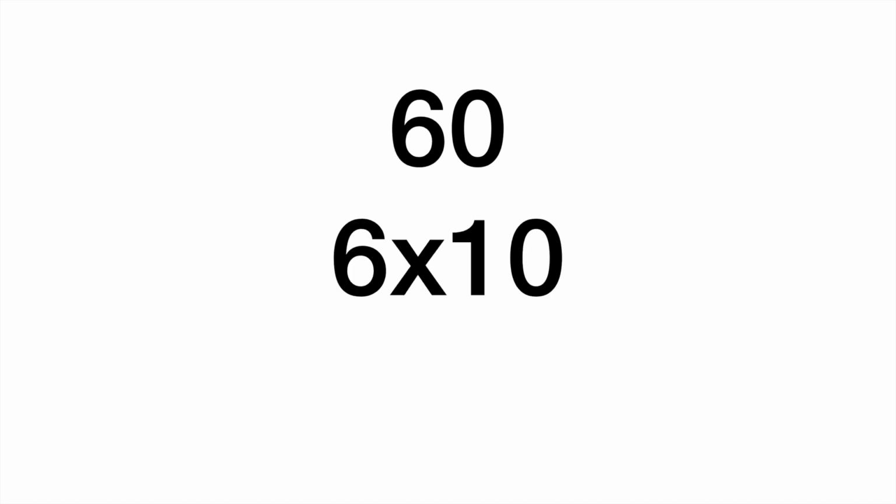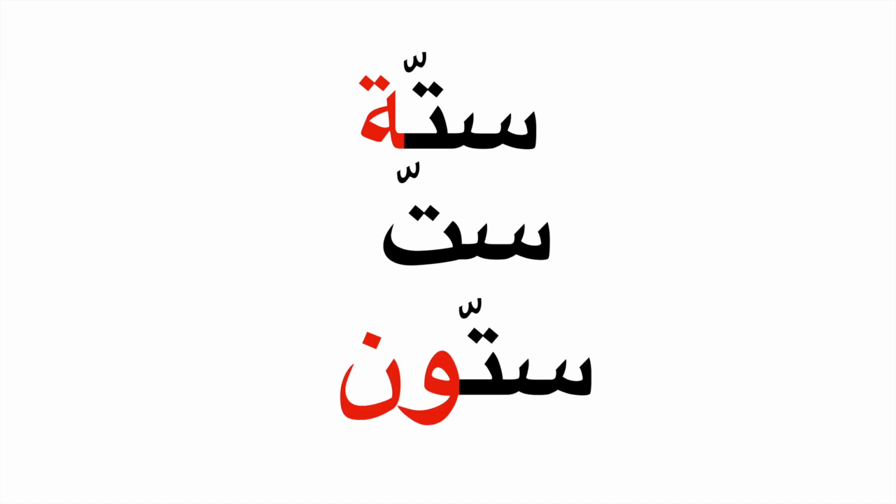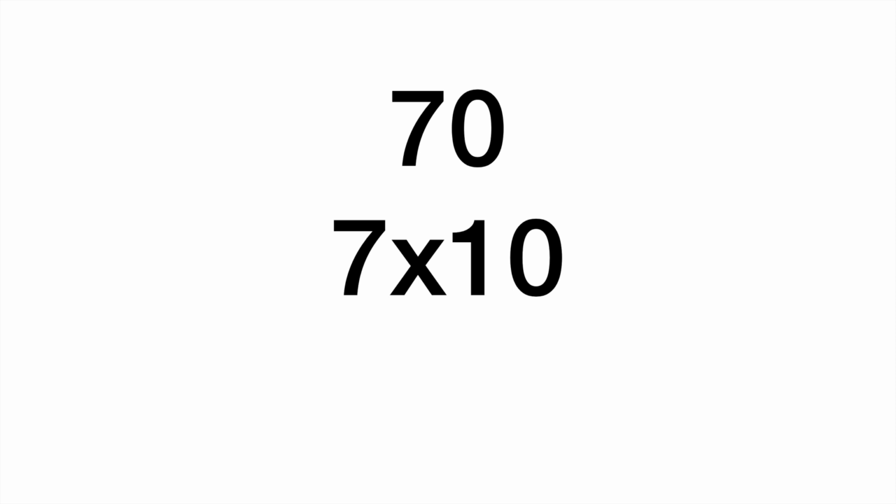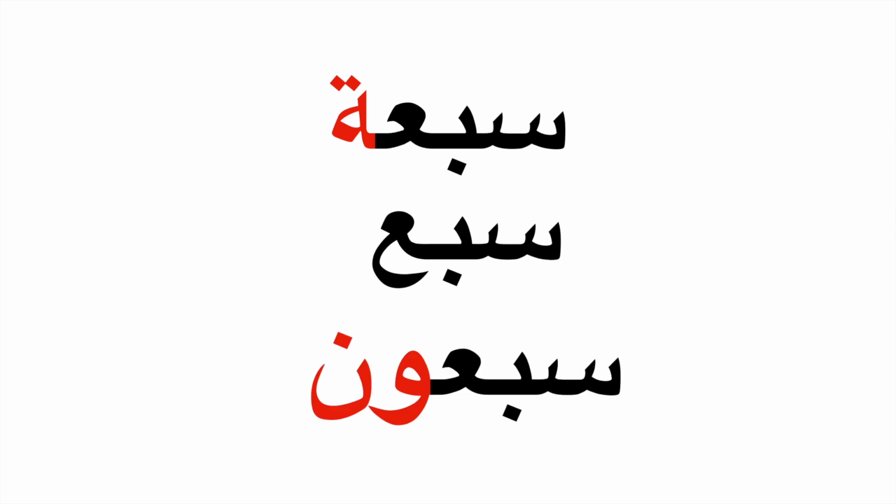60. 6 in Arabic is ستة. Remove ta مربوطة and you'll get ست. Now add the waw and noon, un, and you'll get ستون. So 60 is ستون. Okay. 70. 7 in Arabic is سبعة. Remove the ta مربوطة and you'll get سبع. Add the waw and noon, un, we get سبعون.